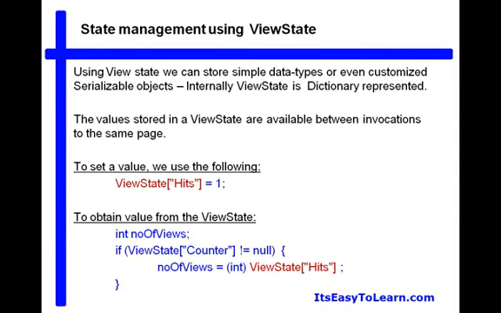Using view state, we can store simple data types or even customized serializable objects. The values stored in a view state are available between invocations of the same page. This is because view state is used to store information in the requests and the responses. To set a value in the view state, we use view state, an identifier, and then the value. To retrieve a value from the view state, we say view state of identifier and cast it in the appropriate data type.